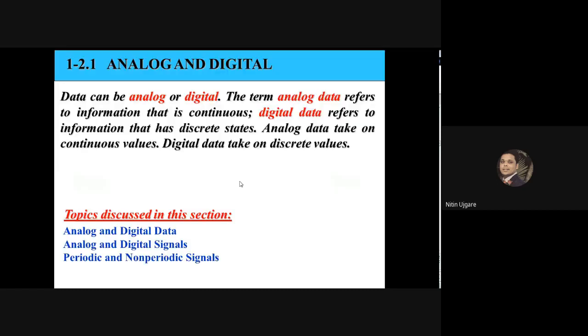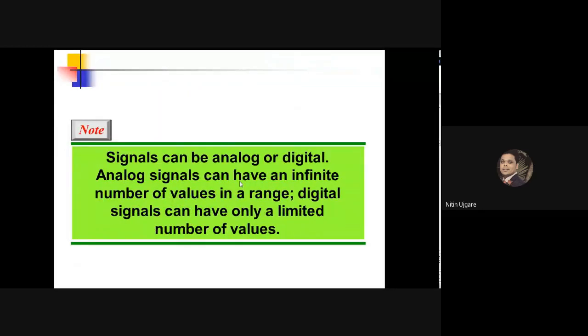Then we'll see the analog and digital signal. As I have just mentioned, what analog data is and what digital data is, now it's time to see what the analog signal and the digital signal are. Signals can be analog or digital. Like the data they represent, the signal can either be analog or digital. An analog signal has infinite levels of intensity over a period of time.